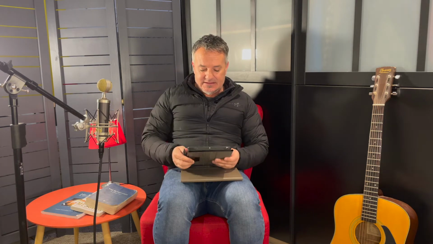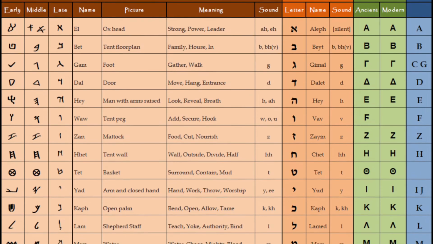We're going to look at each of the letters. We're going to start with Aleph, we're going to finish with Tav, and just look at some of the gems, some of the insight that we can learn just by looking at the alphabet. I'm going to keep my iPad ready and handy. And we're looking at a chart here by Mr.